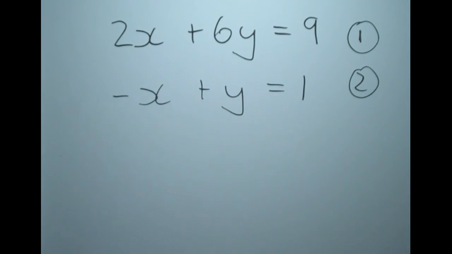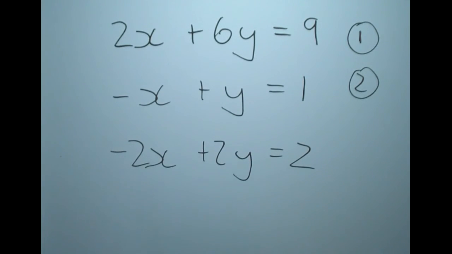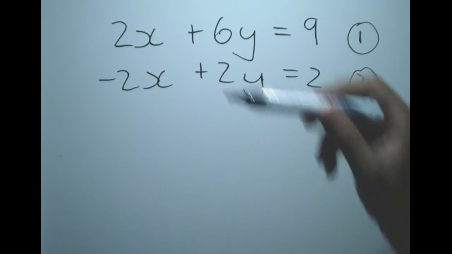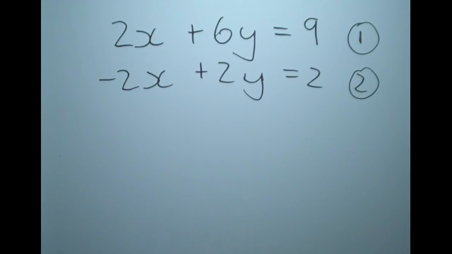So multiplying by 2 gives me minus 2x plus 2y is equal to 2. So I will be using this as my second equation. So I have minus 2x plus 2y is equal to 2 as my second equation over here. So now if I add these two equations, my 2x minus this 2x will give me 0x. So I will only have an equation that has y's in it. So if I add these two equations, I will be able to solve for y.